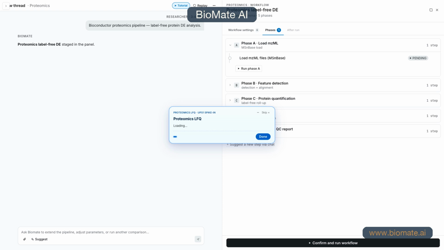This reproduces the MaxLFQ benchmark from Cox and colleagues. Recall on the spike-in, false positives on the background, both inside target. Next, recovering genomes from a metagenome.